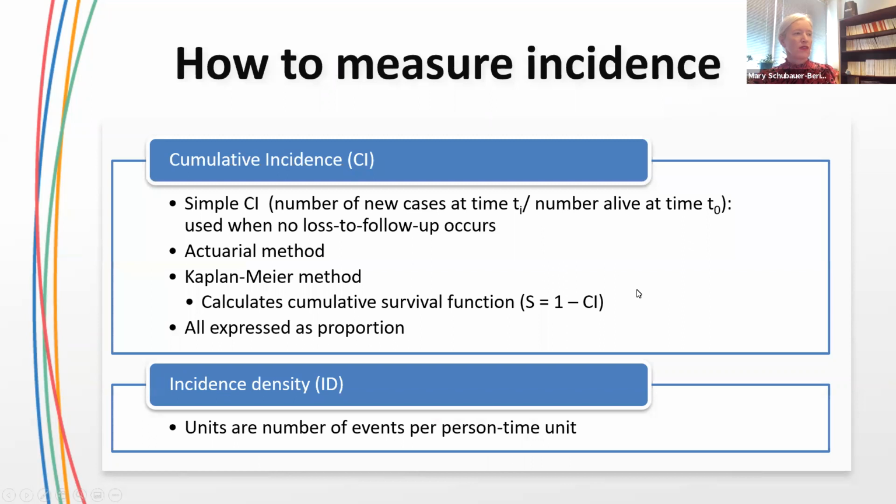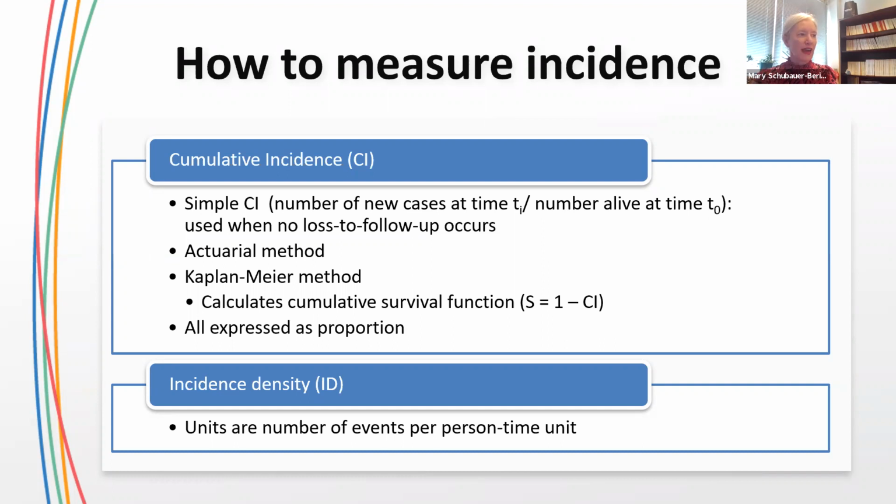So just to recap, how would we measure incidence? Cumulative incidence. Simple cumulative incidence is just the number of new cases times TI divided by the number alive at the initiation. This is used when no loss to follow-up occurs, and you will have all experienced simple calculations of data with this sort of measure. The actuarial method is a bit more elegant than this, and it was used before the introduction of very powerful computing methods a couple decades ago.